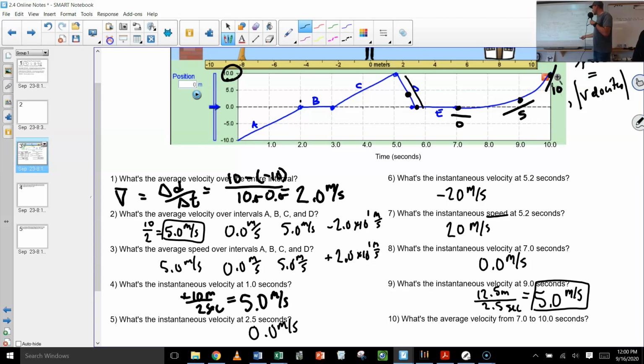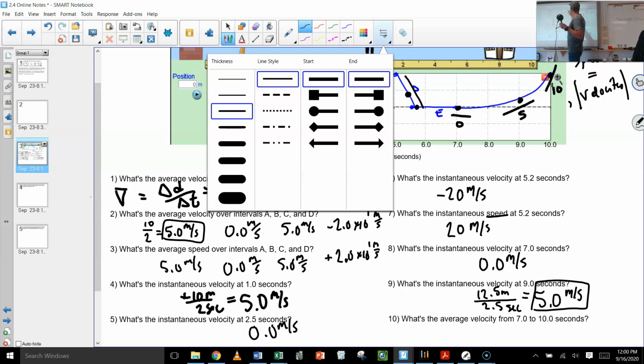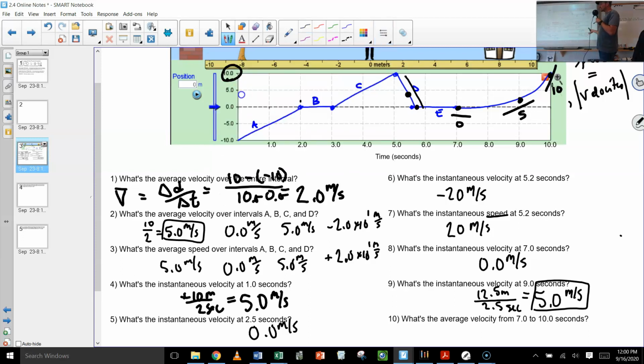And then lastly, what's the average velocity from 7 to 10 seconds? So the average velocity is the change in your displacement. At 7 seconds, I'm right here. So my final position is 10. My initial position is 0. My final time is 10 seconds. My initial time is 7 seconds.